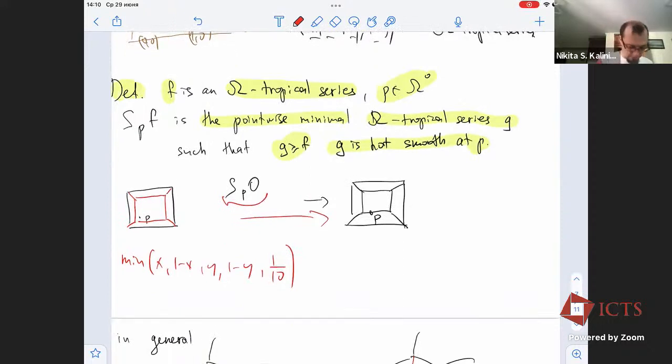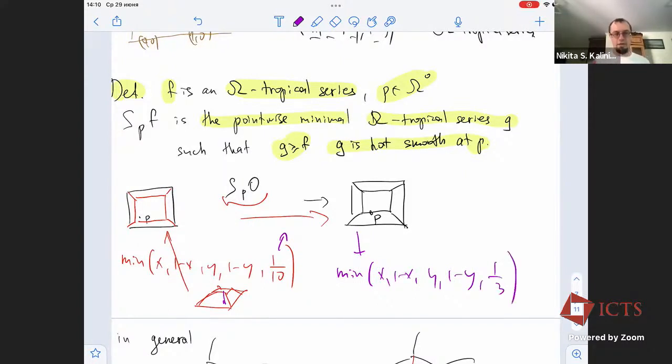And then you see what happens. This picture is the corner locus of a truncated pyramid. And my point P happens to be inside the face corresponding to the horizontal part of it. So how do I find the pointwise minimal tropical series which is not smooth at it? I should just increase 1 divided by 10. So here it will be something like the minimum of x, 1 minus x, y, 1 minus y, let's say 1/3. So I just lower this hyperplane, which dissects my pyramid.